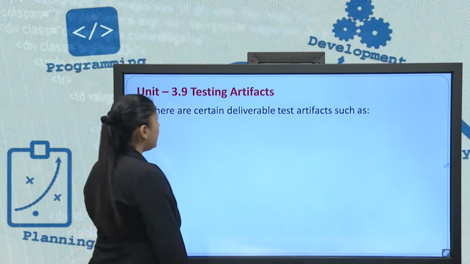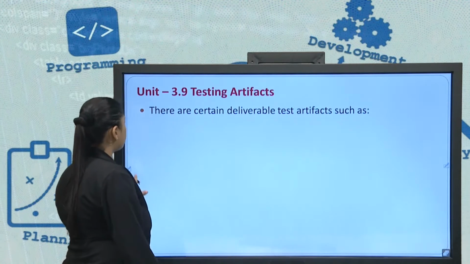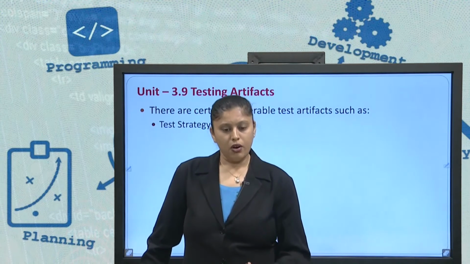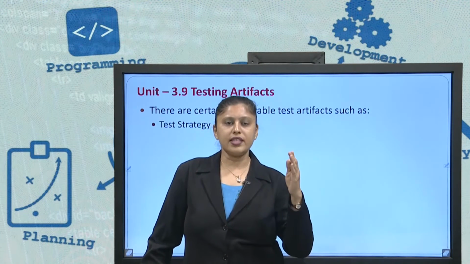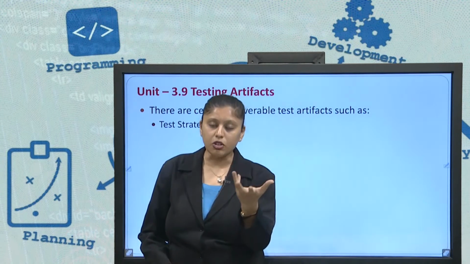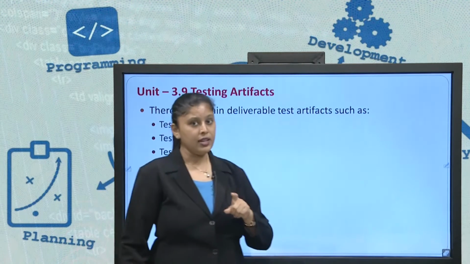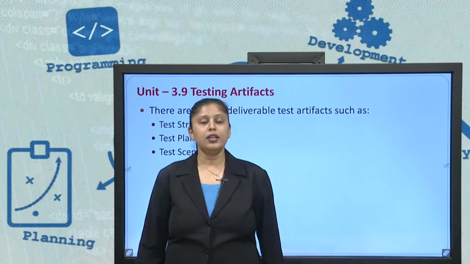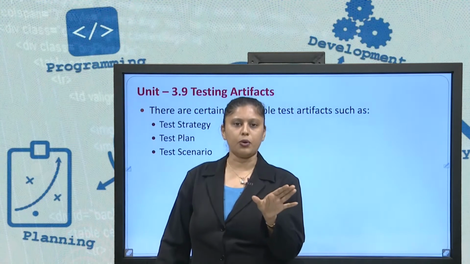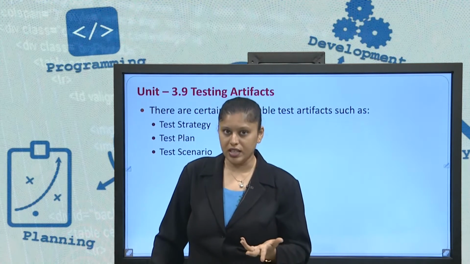It says there are certain deliverable test artifacts. We have deliverable test artifacts such as the test strategy: what was the strategy behind this testing, and how much testing of this particular unit was required. So the test strategy is built up. Then we have the test plan. I cannot directly start with testing; it needs to have a certain plan layout, and only after planning the testing do I actually undergo the testing.